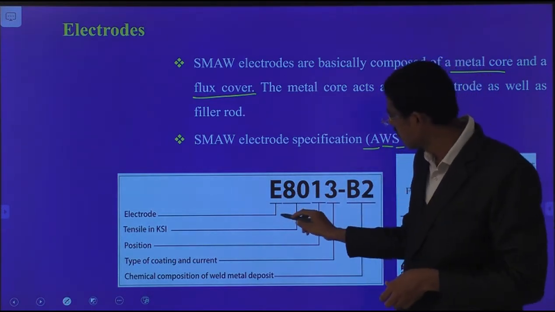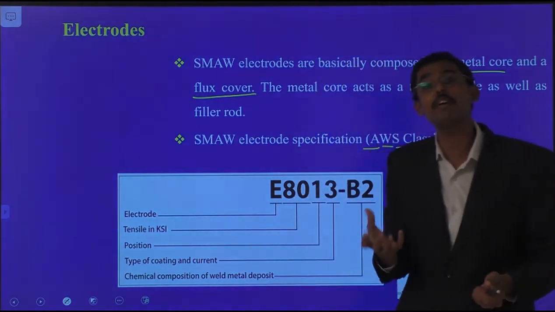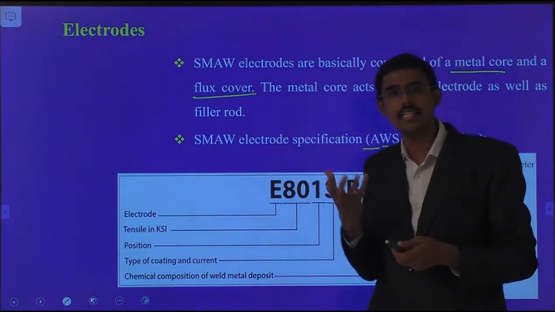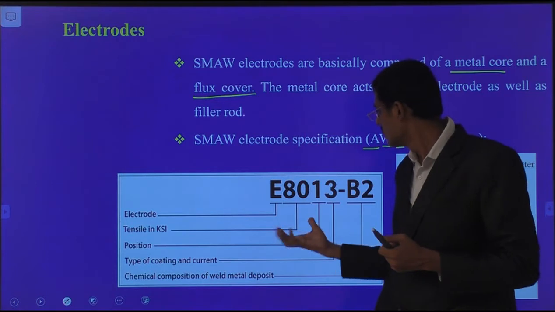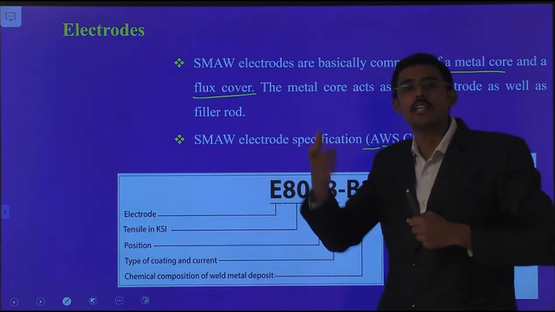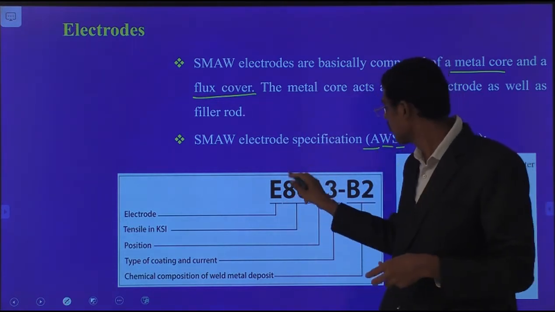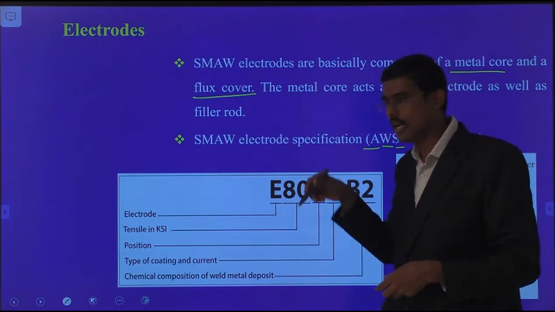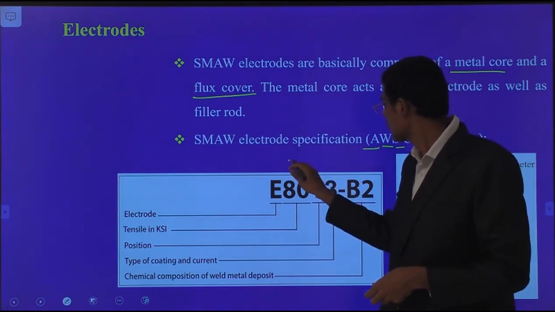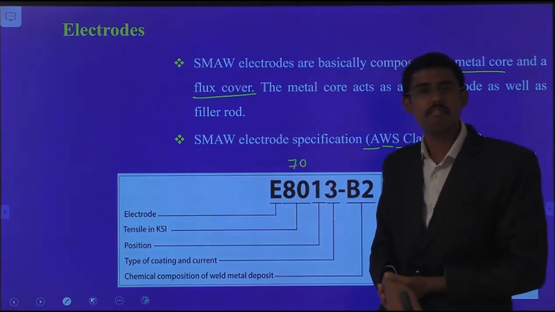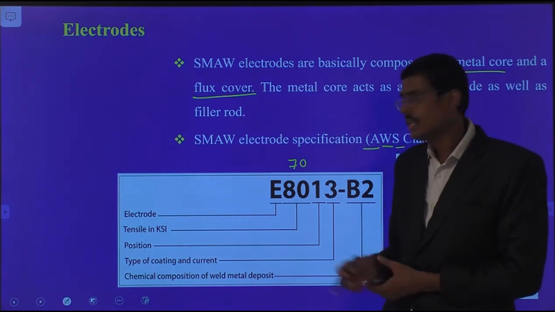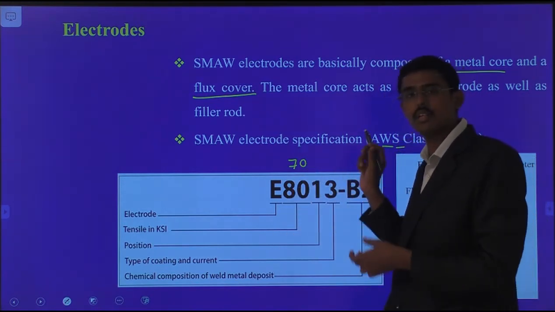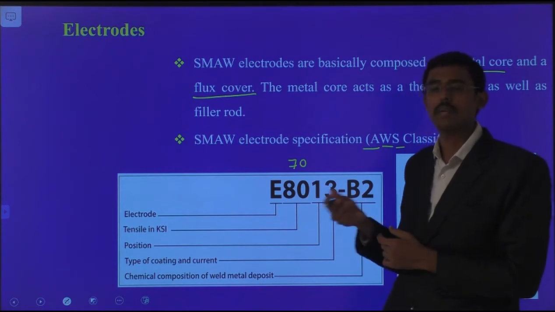What is it then? This E belongs to electrode. We should identify it in the market. Let us consider the supplier wants 80 KSI of tensile strength. A manufacturer wants to purchase this 80 KSI electrode and weld. In case the supplier wants 70 KSI of tensile strength, they have to purchase the E7013 electrode and weld.